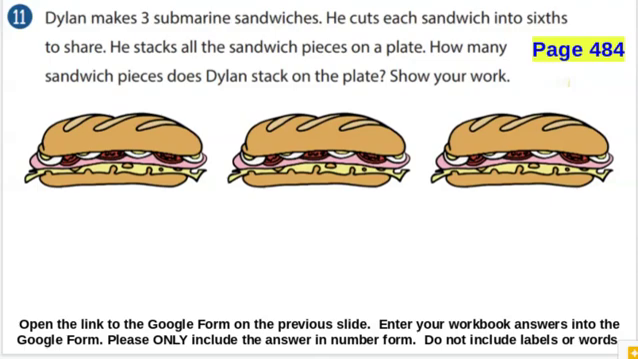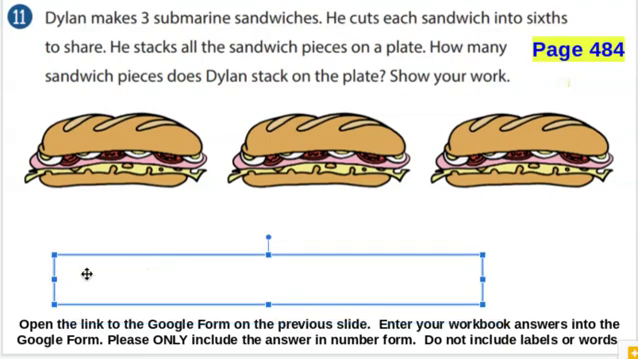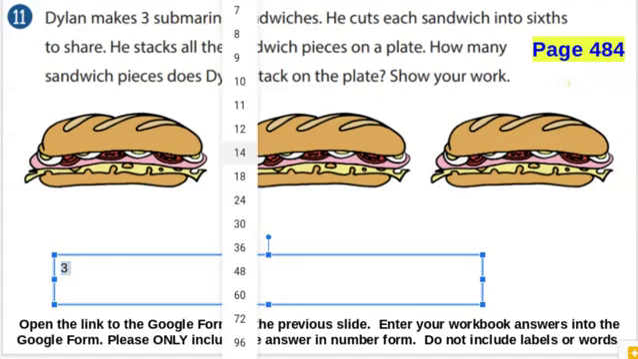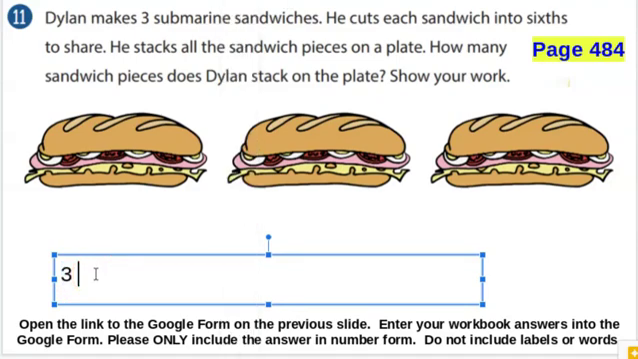So again, this problem is very similar to the paper problem because I'm not starting off with pieces of hoagie. I'm starting off with 3 hoagies. And I'm being asked to figure out, well, how many pieces total can we make? And since right here it says he's cutting them into 6, that means that he has to take 3 wholes and divide it into 1/6 size pieces. And again, we're trying to figure out, well, how many total pieces can Dylan make?